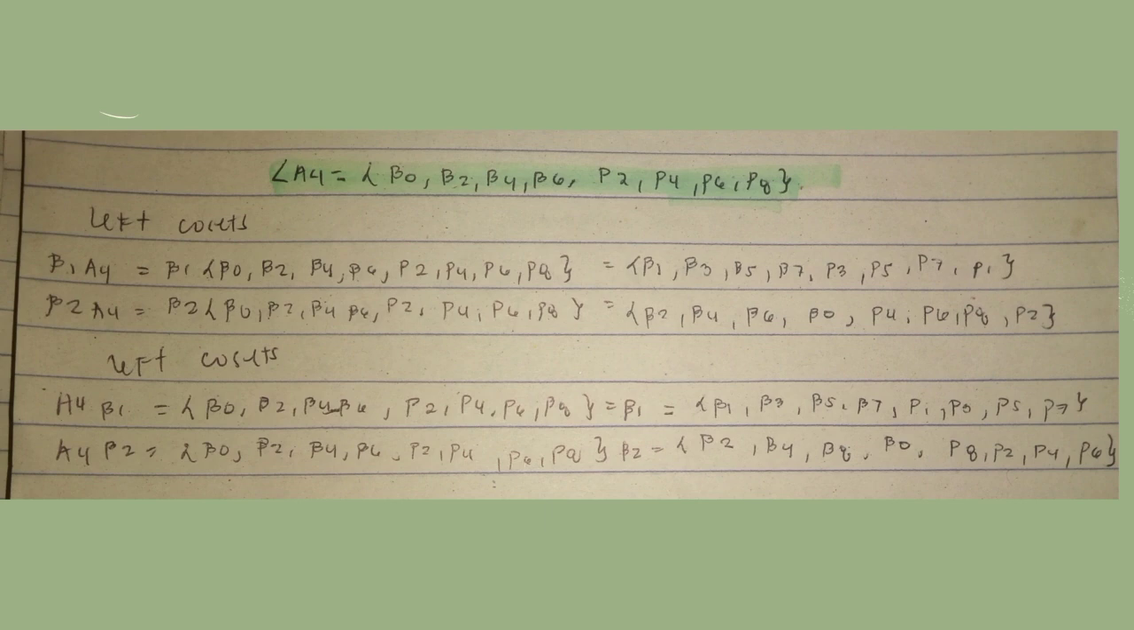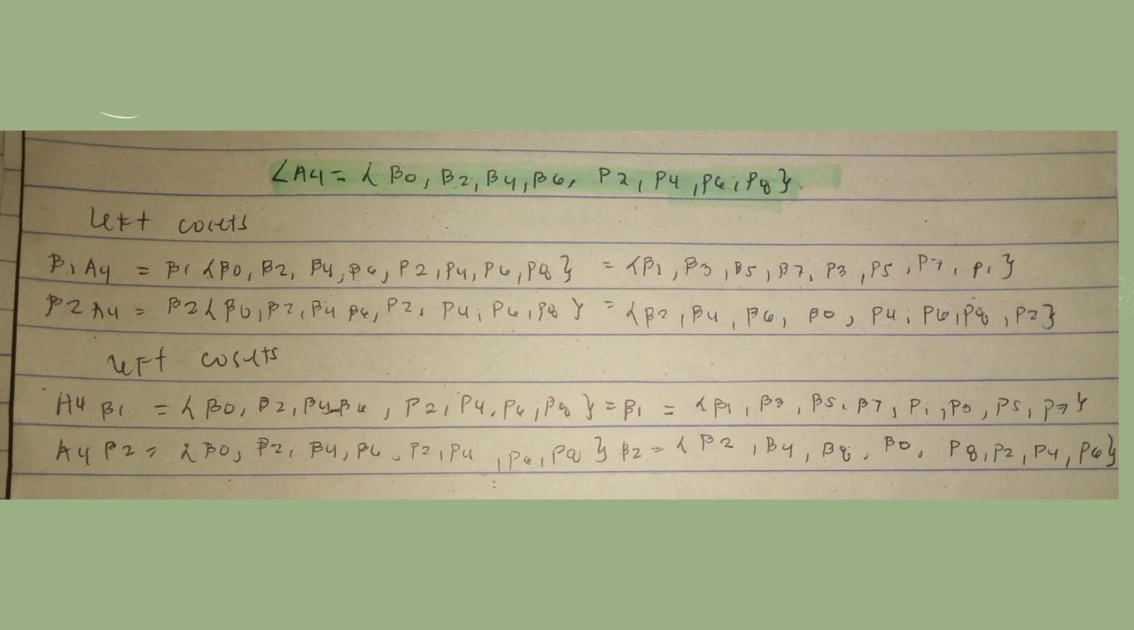So we have two cosets on the right coset. These are the b sub 1, b sub 3, b sub 5, b sub 7, p sub 1, p sub 3, p sub 5, and p sub 7. And the other coset is b sub 2, b sub 4, p sub 6, p sub 0, p sub 5, p sub 2, p sub 4, and p sub 6.